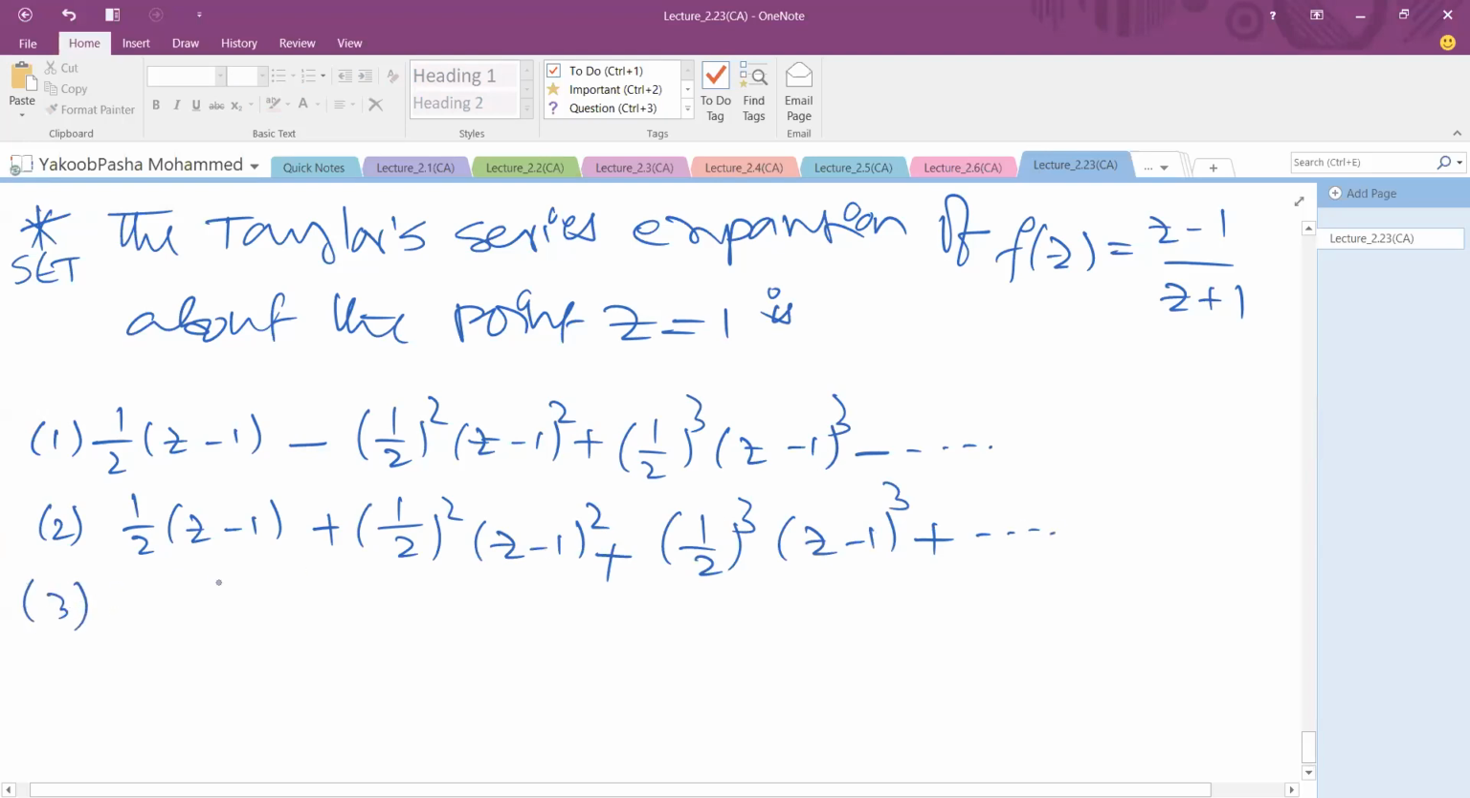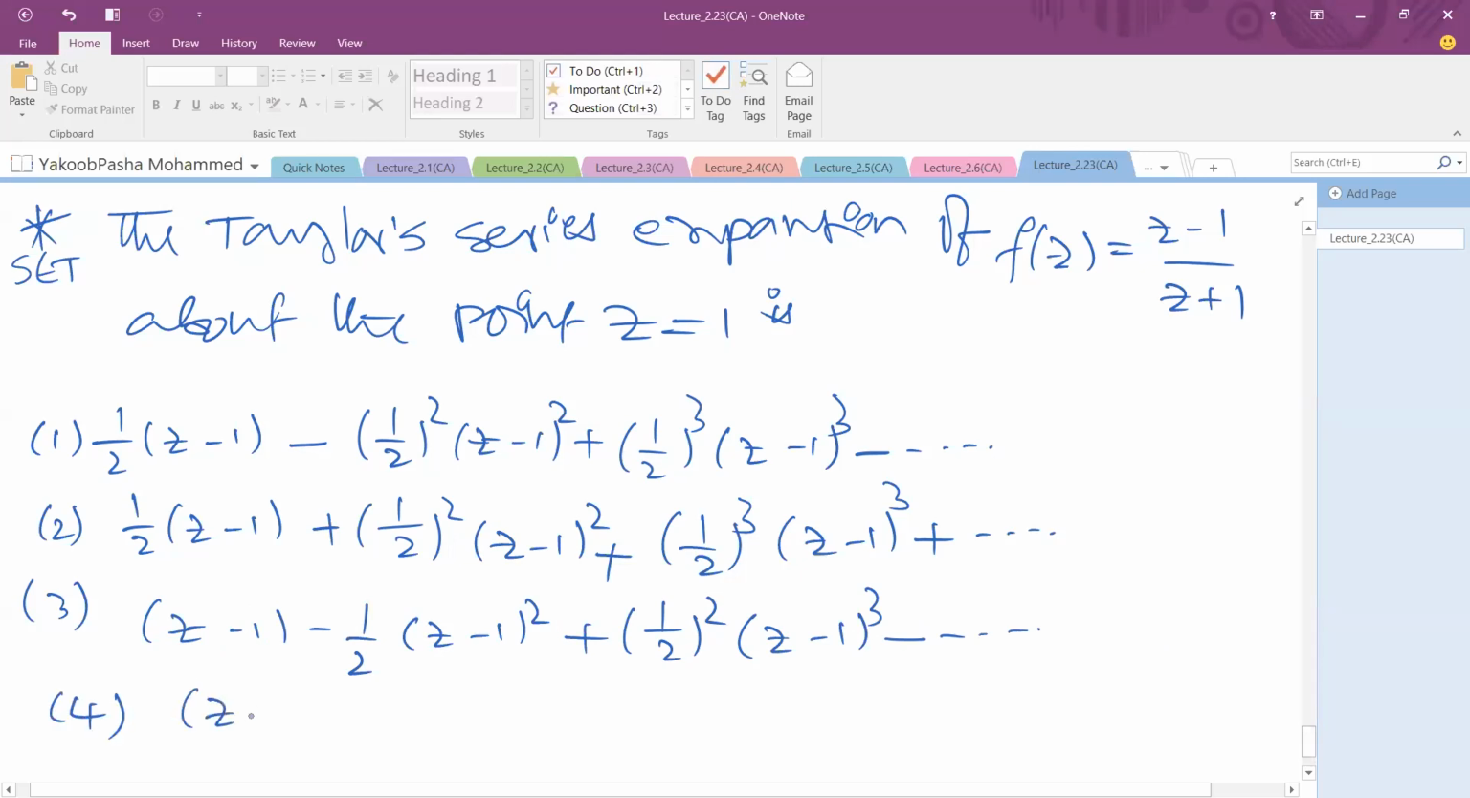And the third option z minus 1 into 1/2 into z minus 1 whole square plus 1/2 whole square into z minus 1 whole cube minus and so on. And the fourth option will be z minus 1 into z minus 1 plus 1/2 into z minus 1 whole square, 1/2 whole cube into z minus 1 whole cube plus.